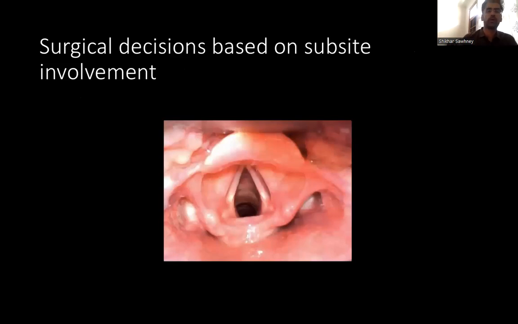Now we have looked at the anatomy, we have looked at the potential spreads of tumor. Now let us put this knowledge of anatomy and the potential tumor spreads to clinical decision making. This is the view that we get when we do a direct laryngoscopy, so that the next time you all do one, you should know that involvement of each subsite has its own clinical importance, and that needs to be taken into account when you make your surgical decisions based on your direct laryngoscopy. So let's see how that happens.